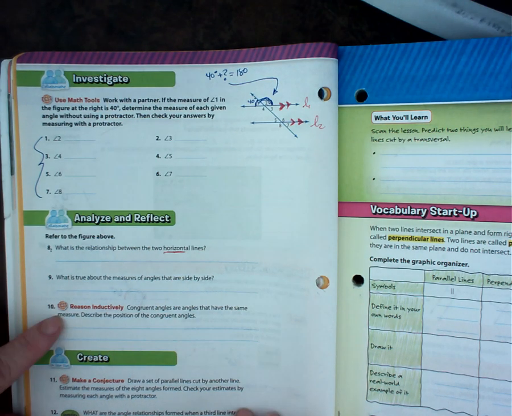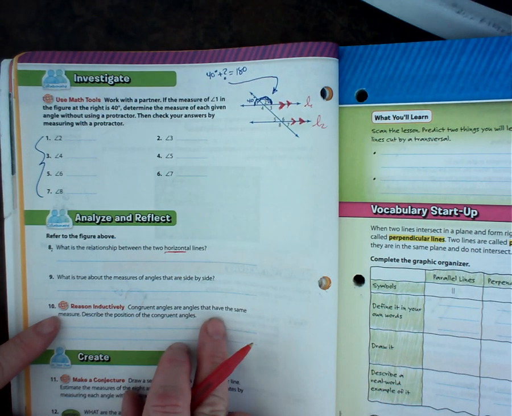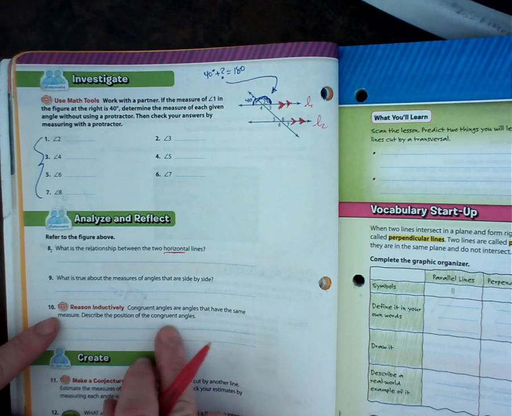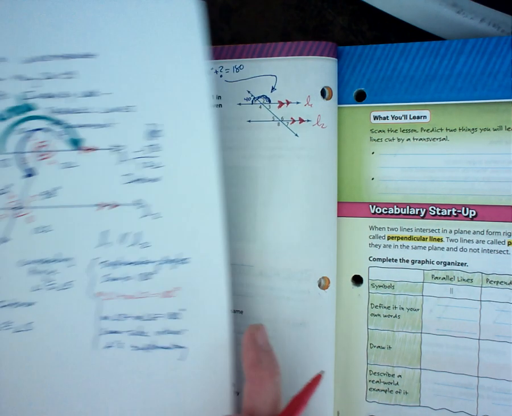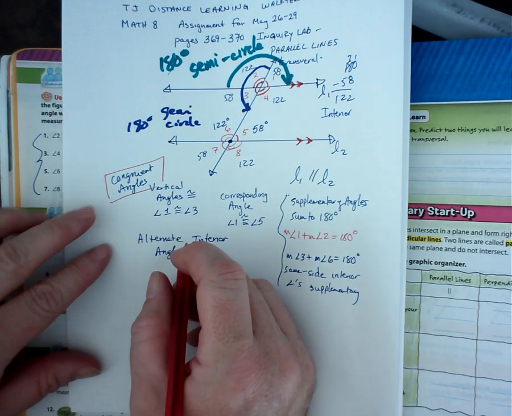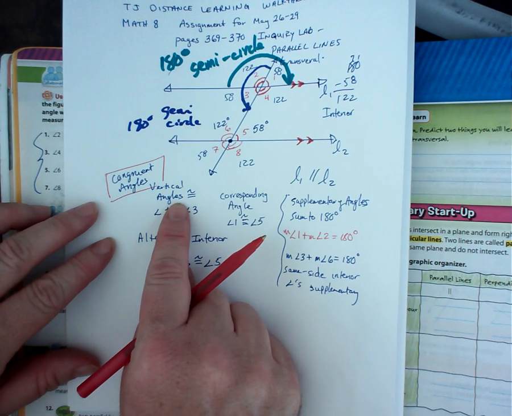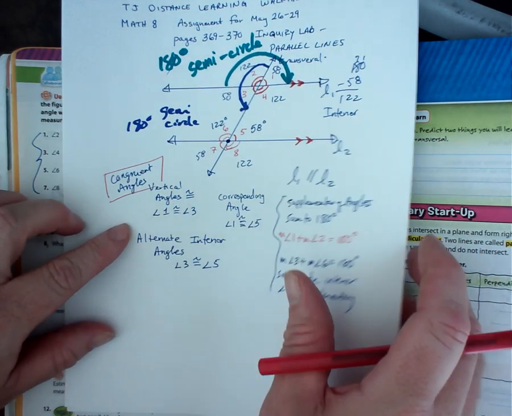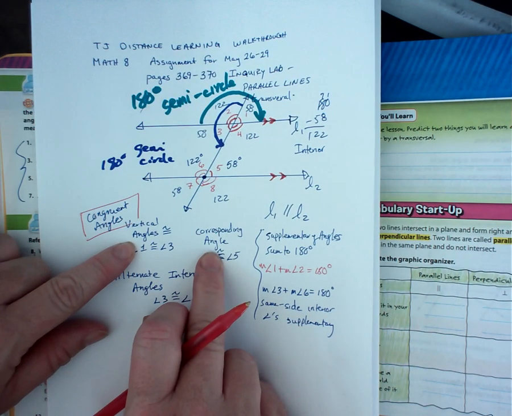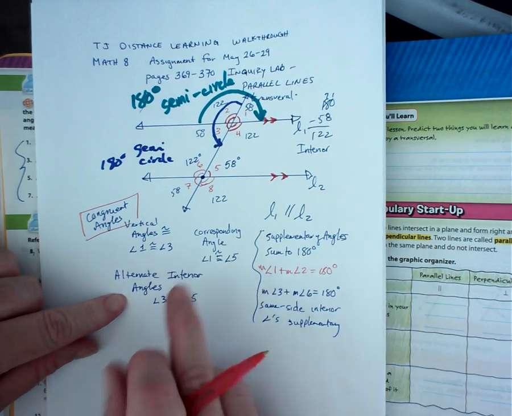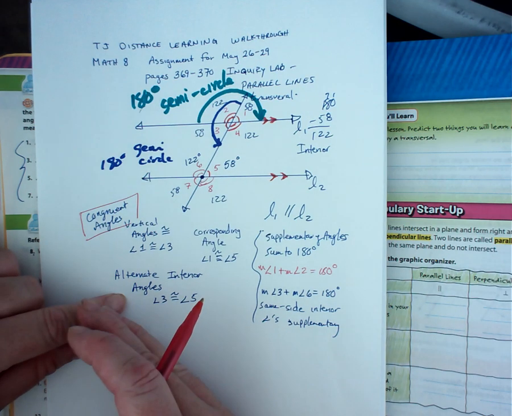Okay, 10. Congruent angles are angles that have the same measures. Describe the positions of the congruent angles. Again, you have congruent angles come up in 3 positions. Vertical angles, but you want to name them from this figure up here. Vertical angles, you're going to use corresponding angles, and alternate interior. You can describe them in words, where they're located.